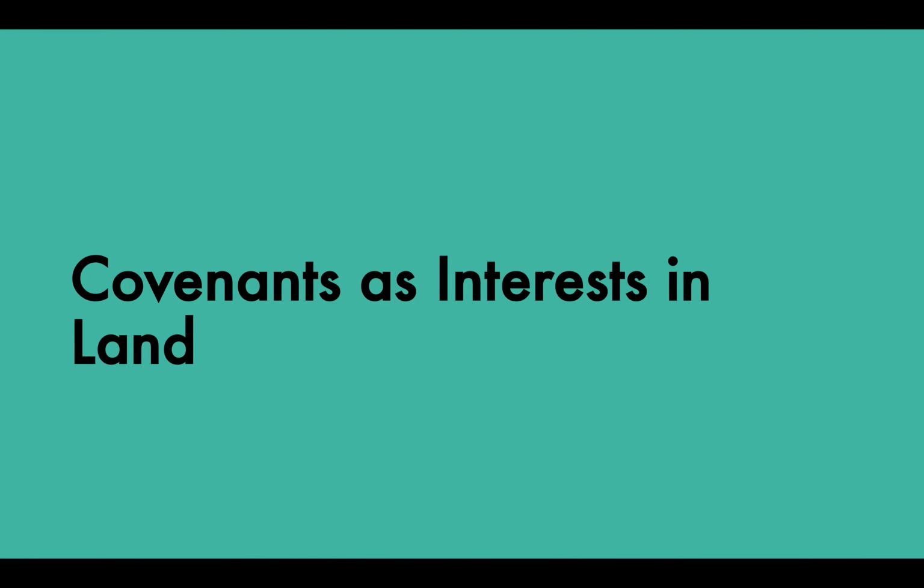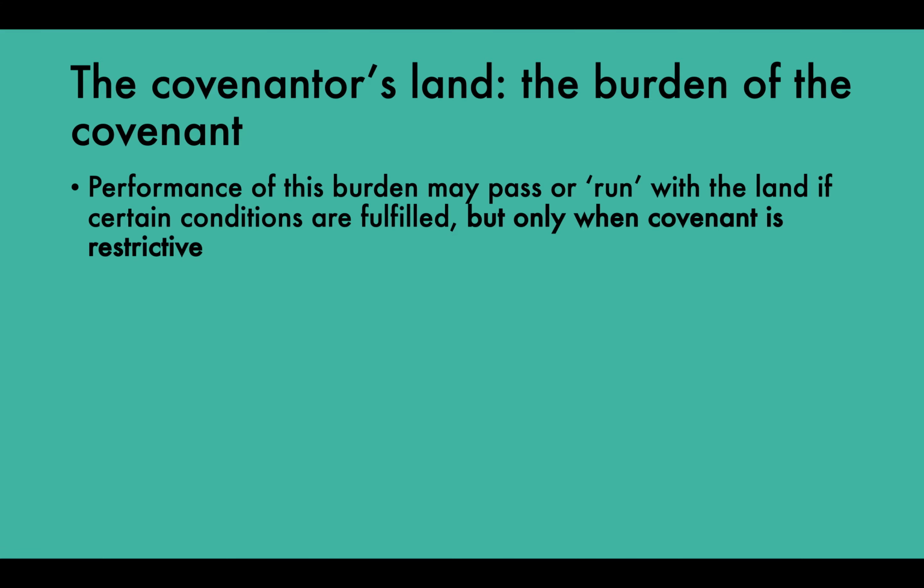So, covenants as interests in land. Most importantly, covenants are now clearly regarded as proprietary interests in land, albeit equitable in nature. So this means they have the following properties, which we shall now go through. The covenantor's land, the burden of the covenant. So the covenantor is under the burden of the covenant, and performance of this burden may pass or run with the land if certain conditions are fulfilled, but only when the covenant is restrictive. So that's the first attribute of a covenant as an interest in land.